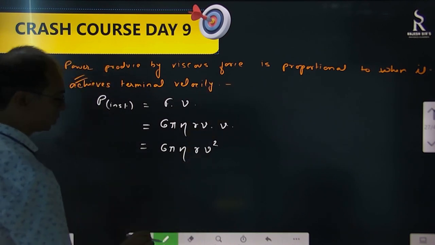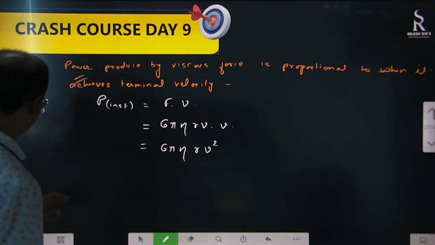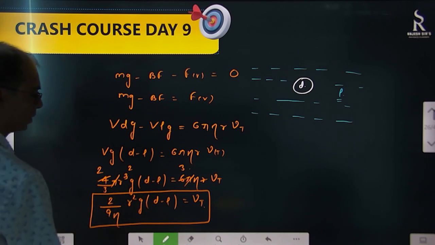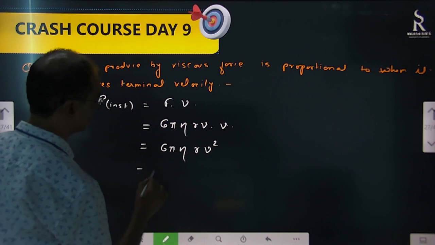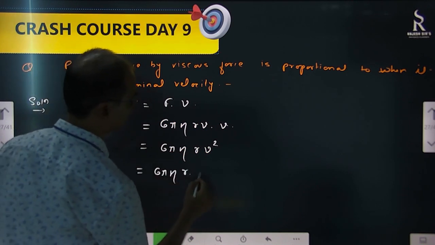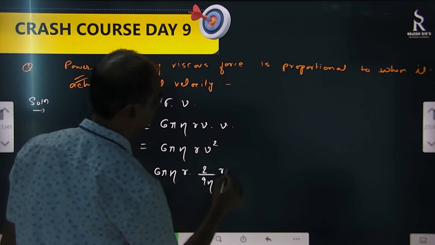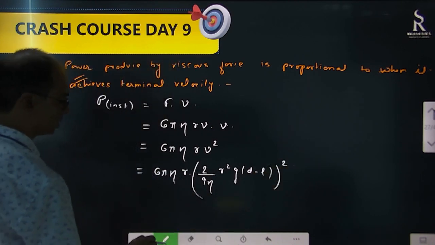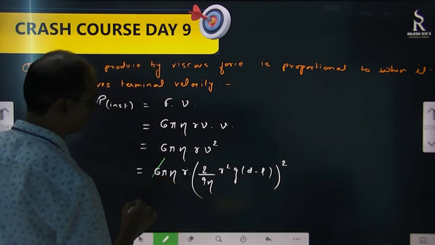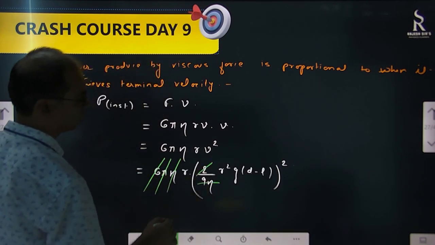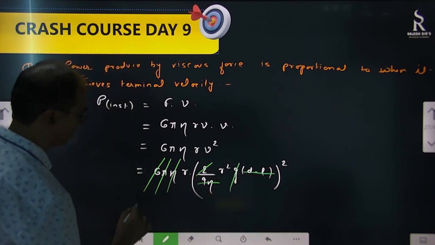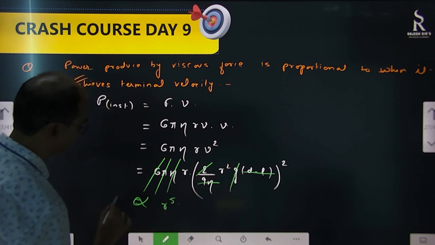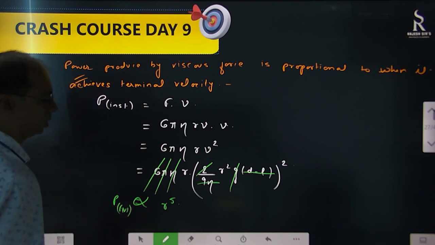Now terminal velocity is calculated. This is terminal velocity: 2 by 9 eta r square g d minus rho, equal to Vt. So let's put it. 6 pi eta r, then 2 by 9 eta r square g d minus rho, squared. Now in this one, what are constants? Just take them out because he is asking proportionality. So this is out, this is out, g is out, d minus rho is out. So that means it's proportional to r into r square square, that means r to the power 5. So power produced by your viscous force is proportional to r to the power 5.